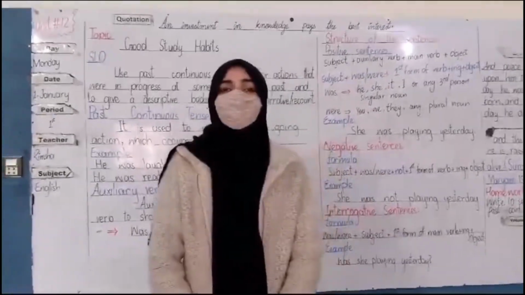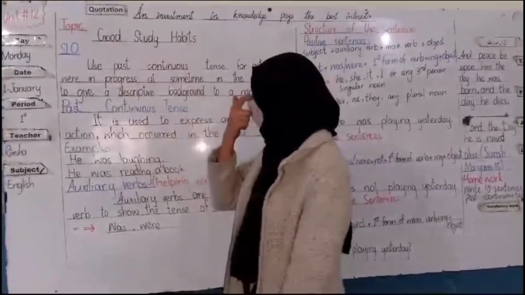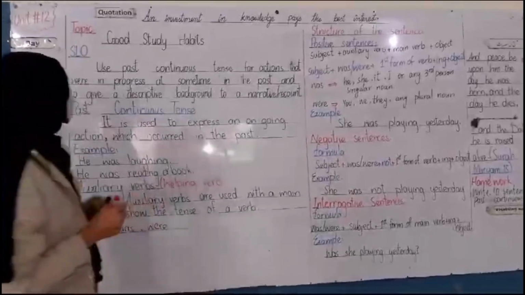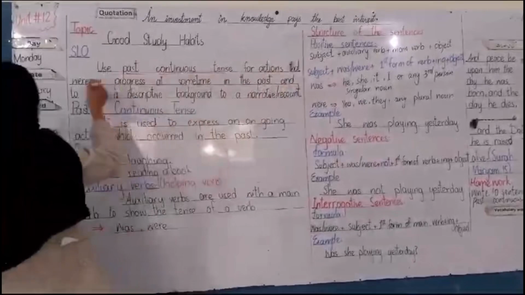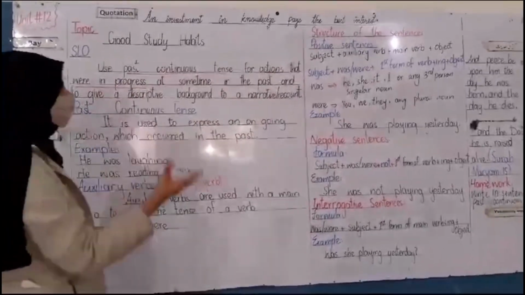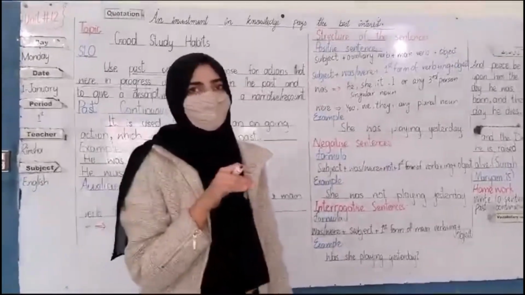Today I am going to deliver lecture number 1 of unit number 12 under the title of Good Study Habits. After this lecture, you will be able to use past continuous tense for actions that were in progress at some times in the past and to give a descriptive background to the narrative account.